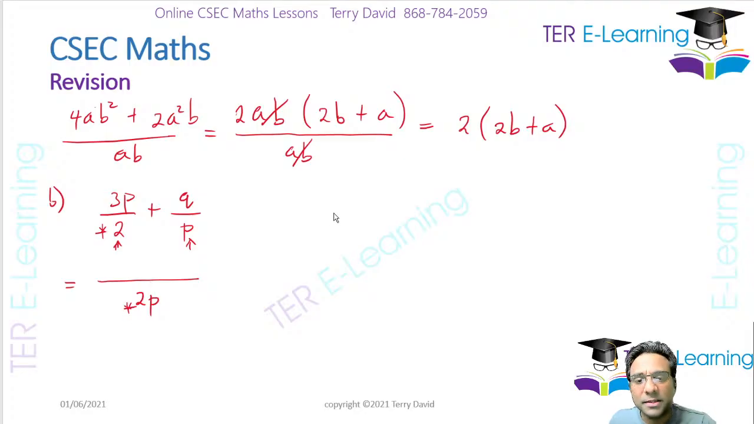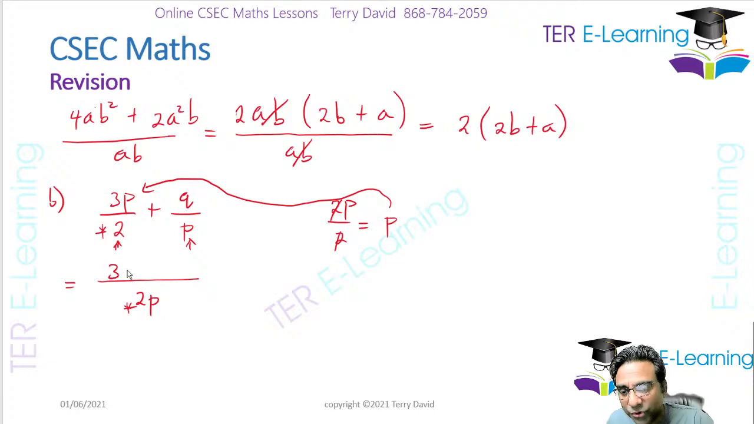Now, typically, we have to ask ourselves, this 2 can go into this 2p how many times? So you're going to do this. You're going to say 2p divided by 2, right? That's going to give me p, because this 2 will cancel with this. And then that answer, I need to take and multiply by my numerator. So it's 3p multiplied by p. And that's going to give me 3p squared, right?